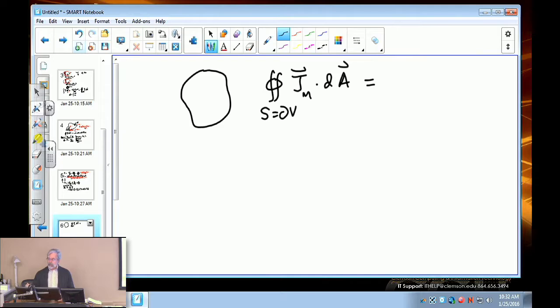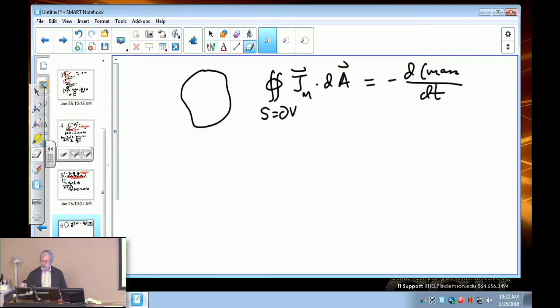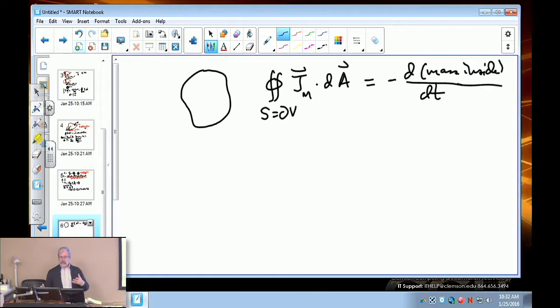Okay, now this has got to be then the negative of the amount of mass, the negative time derivative of the mass inside. I should say inside here. Because the J gives you the mass flow, and the surface integral of J gives you the amount of flow out. Well, if it's flowing out, that means there's got to be less inside.